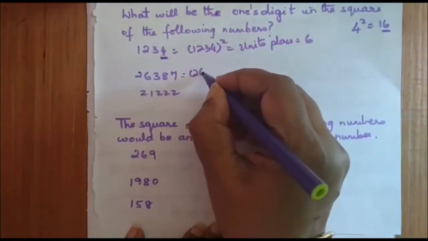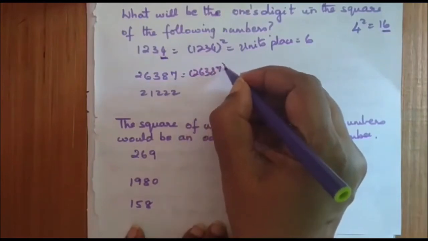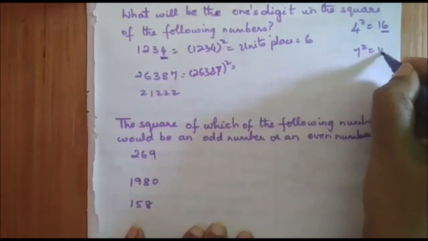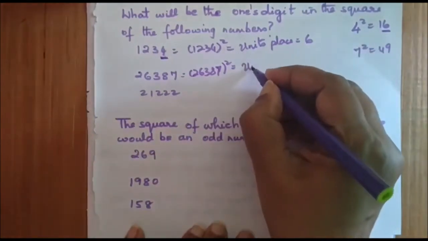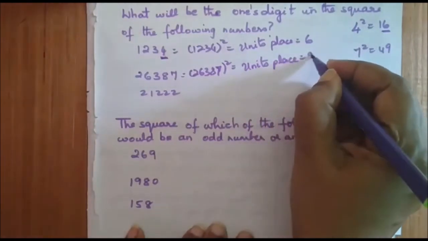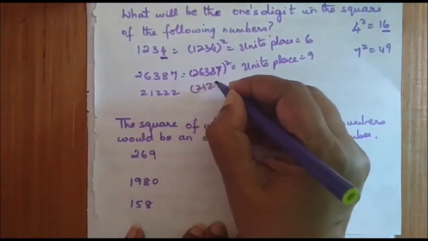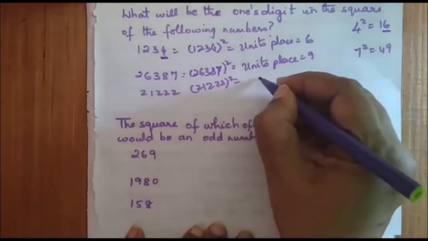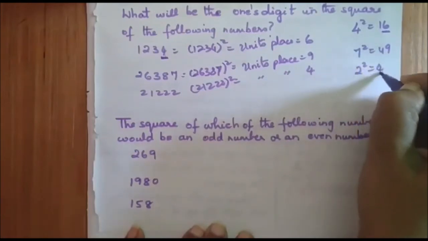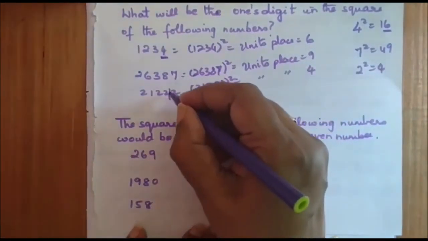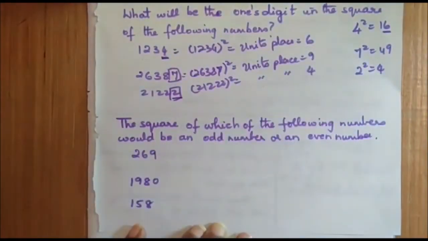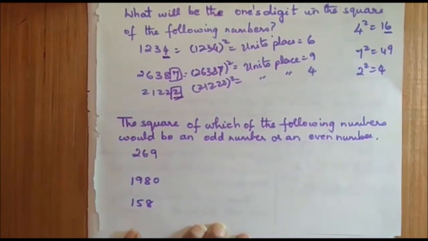Similarly, if I am asked to find the square of this number, what will be the number in its units place? 7 squared is equal to 49, so the units place will be 9. I hope you got it. Similarly, for this number, what will be the units place? The units place will be 4, because 2 squared is equal to 4. I have taken the square of the last digit. I hope you understood how we solve this problem.